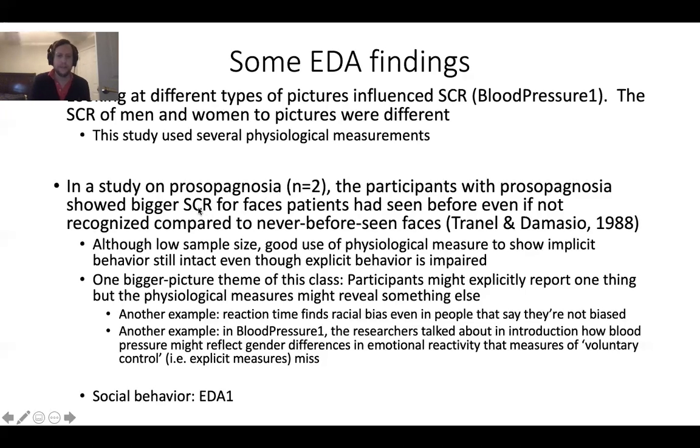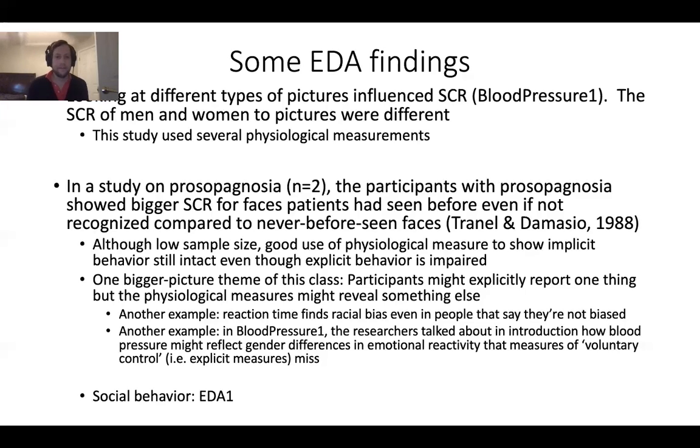And so they were measuring skin conductance responses in participants with prosopagnosia. And they were showing these people faces that they had either been exposed to before, that they had seen before, compared to faces that they had never seen before. And if you have prosopagnosia, it doesn't matter whether you've seen the face or not. You are not going to be able to recognize the face, and you are most likely going to report that you have not seen the face before. People with prosopagnosia have face blindness. And so even if you've seen the face before, you're not going to remember anything about it, and you're not going to remember seeing that face before.